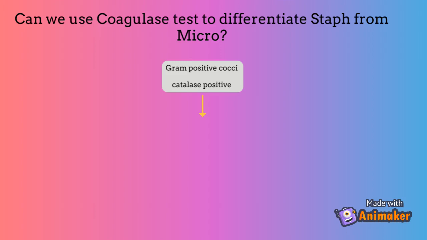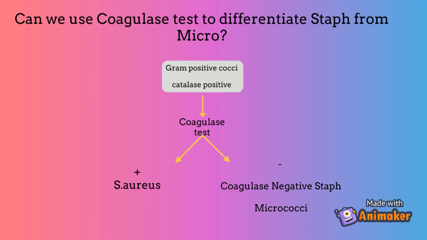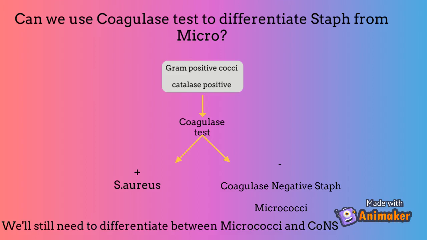If we then carry out the coagulase test, there are two scenarios. A positive result means the organism is a coagulase positive Staphylococci like S. aureus, which is the most common, though there are other coagulase positive staph. A negative result means the organism could be Micrococci, which is coagulase negative, or a coagulase negative staph like S. epidermidis. We will need to carry out more biochemical tests to differentiate Micrococci from coagulase negative Staphylococci, aka CoNS.